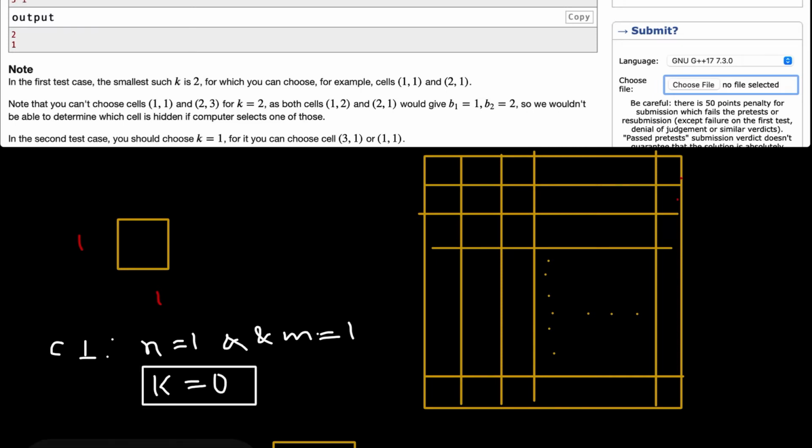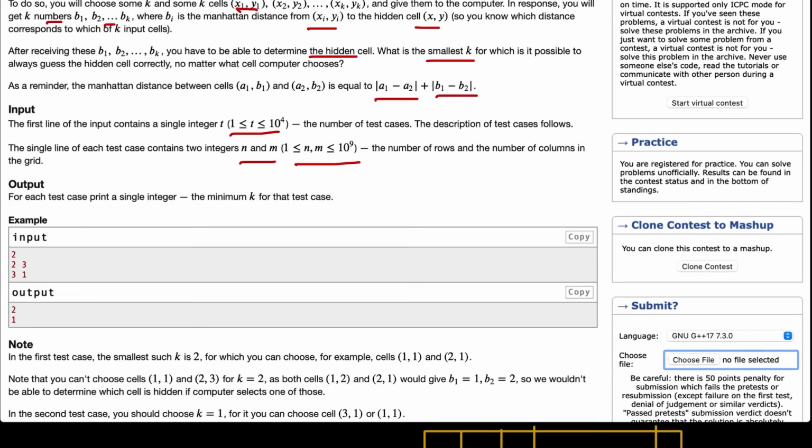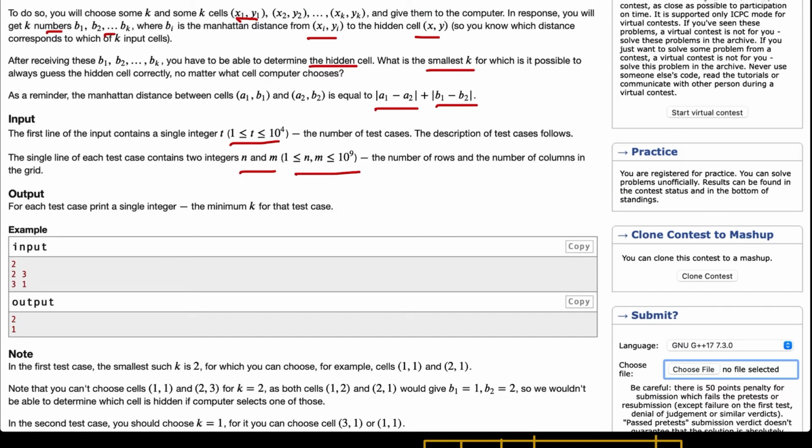And for larger values, when we have a bigger grid, it can have up to 10 to the power 9 rows as well as 10 to the power 9 columns. We'll see how to figure that out. Now, before going to the bigger ones, let's take a look at the examples again. The first one has 2 rows and 3 columns. The output is 2, and it is explained here. Basically, it's not of much importance because it doesn't give us much hint.